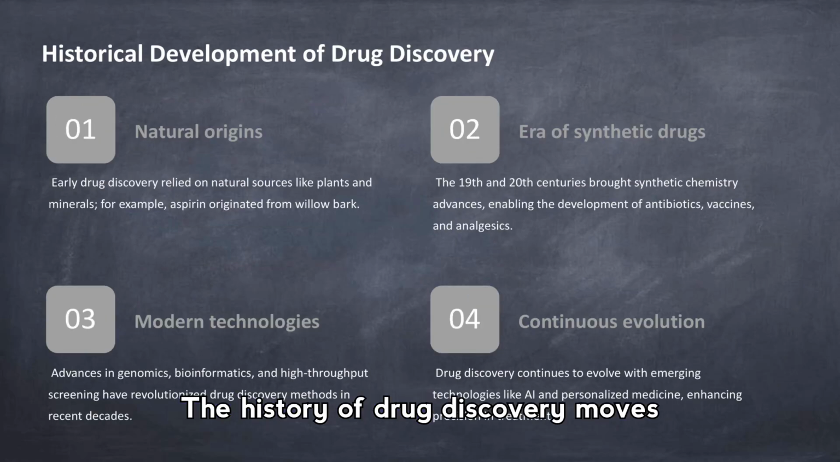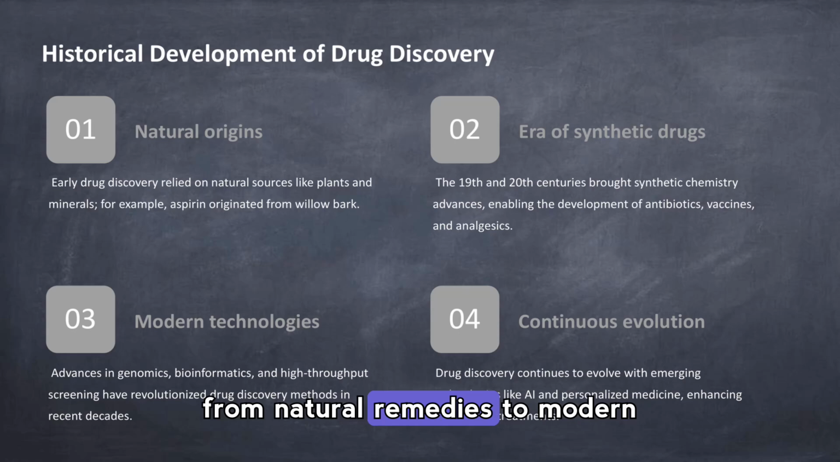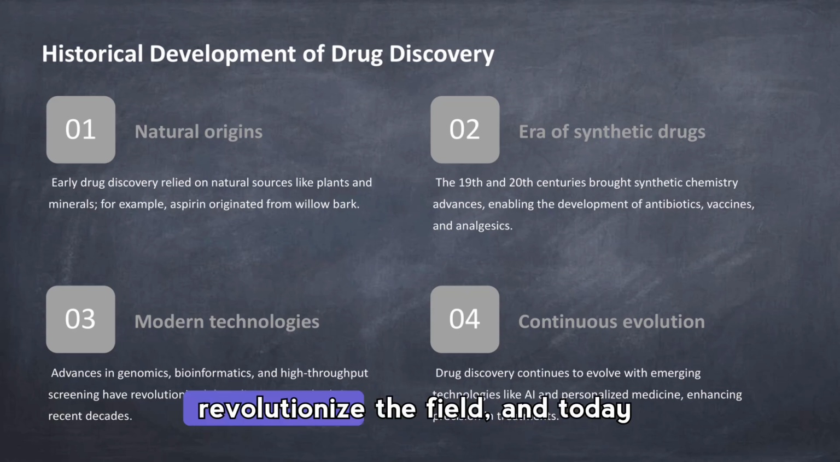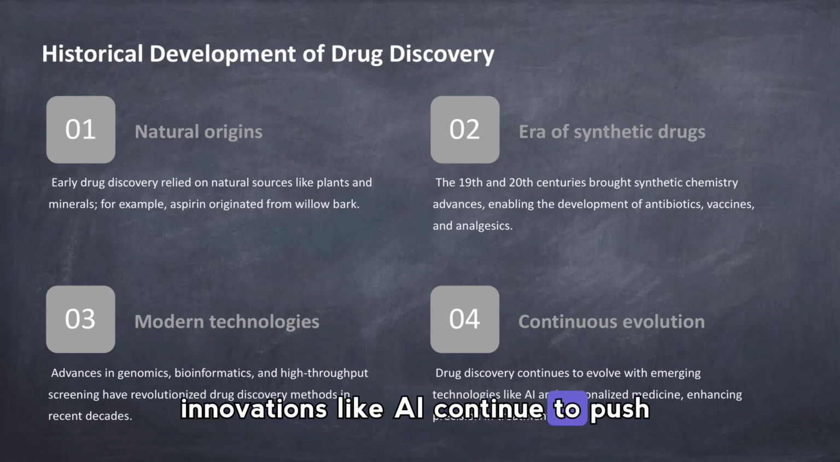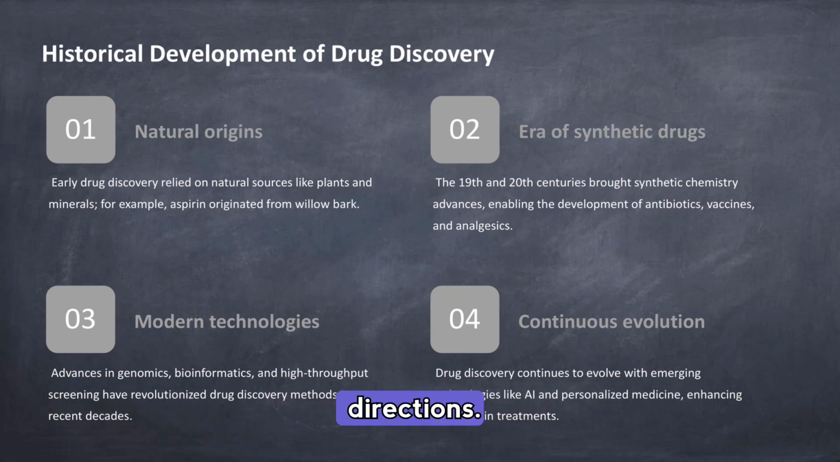The history of drug discovery moves from natural remedies to modern high-tech approaches. Early medicines came from plants and minerals, while the 19th and 20th centuries introduced synthetic chemistry and antibiotics. Recent decades have seen genomics and high-throughput methods revolutionize the field, and today innovations like AI continue to push drug discovery forward in new directions.